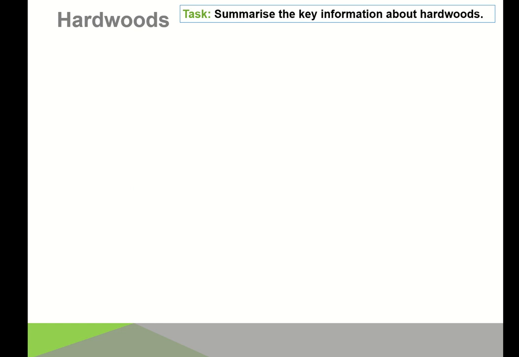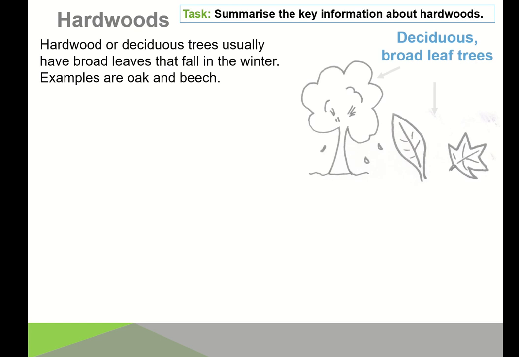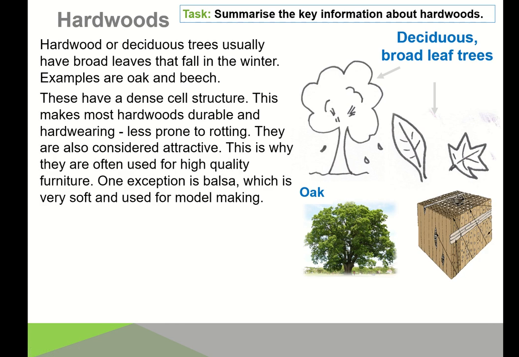Okay, so what I want you to do is listen and then summarise the key information, and then I'll check in at the end to make sure you've got all the key points. So hardwoods, or deciduous trees, usually have broad leaves that fall in winter. Examples are oak. So you'll see these across Europe, North America, all over the world, and these fat leaves fall down every winter. They have a dense cell structure.